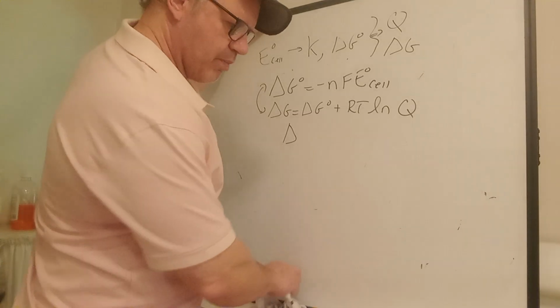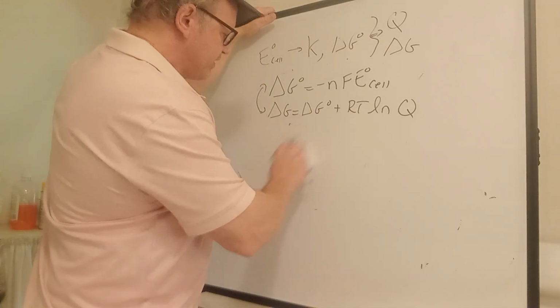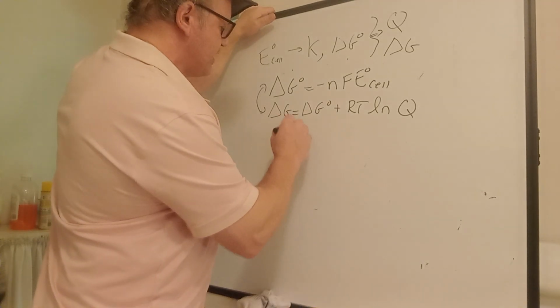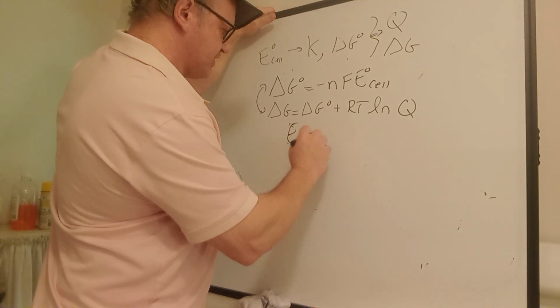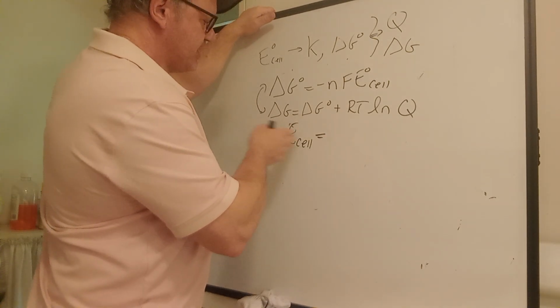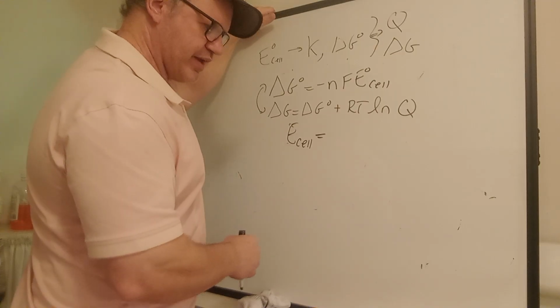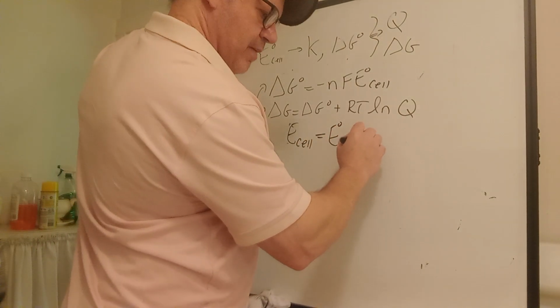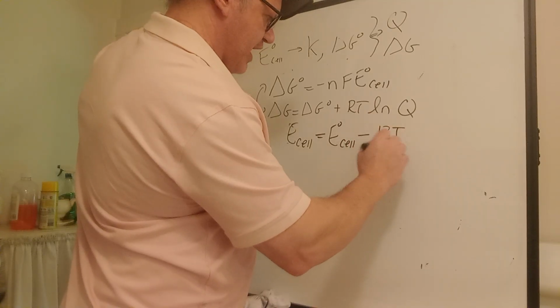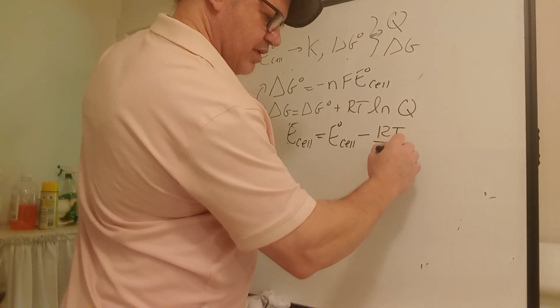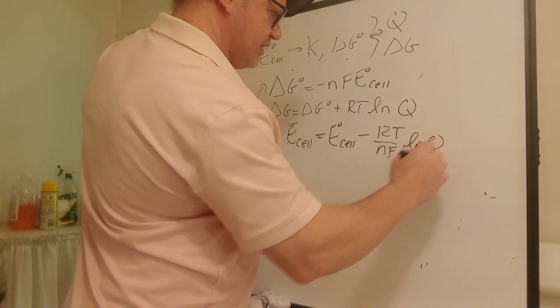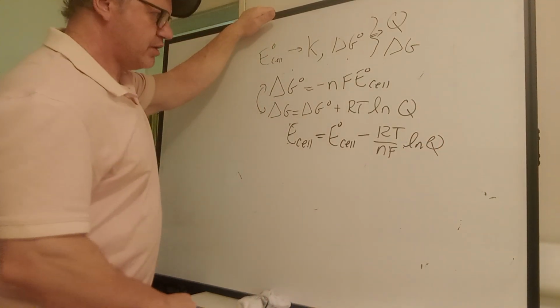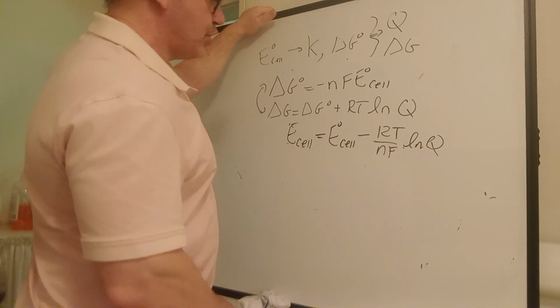Get it to the form of, I'll write it like this initially, E cell. And that's not E naught cell, that's any old conditions cell potential, right? Doesn't have to be standard, is equal to E naught cell minus RT over nF ln of Q. Get to that form. I'm going to work it.